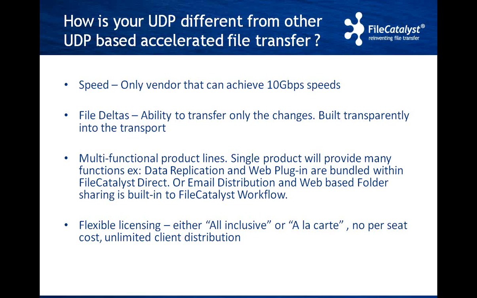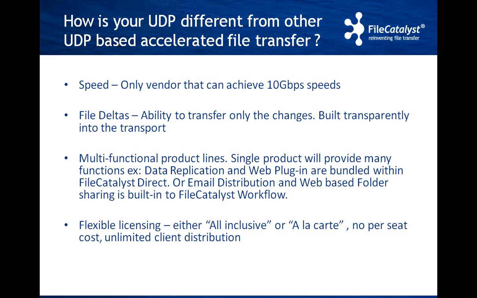Another thing that differs is that in our protocol, besides using UDP, we also have something called file deltas built in. Imagine I transfer a file and that file then changes a little bit. Do we need to retransfer the whole file again? With file deltas, we just calculate the difference and send just the difference between the files on the second transfer. This is all built transparently into the transport. With some other protocols, you might have to run a command line tool to process that. With us, it's all built in and completely transparent to the end user.